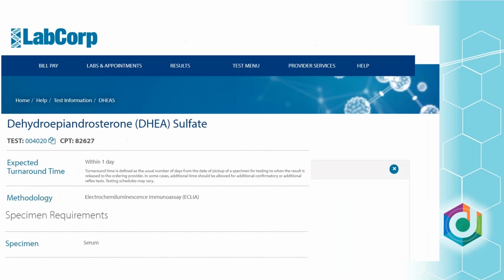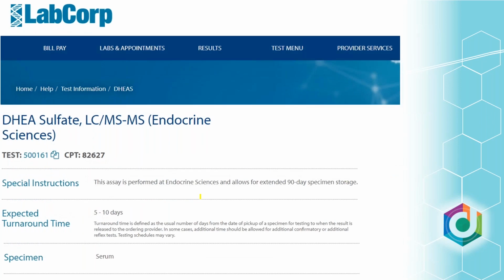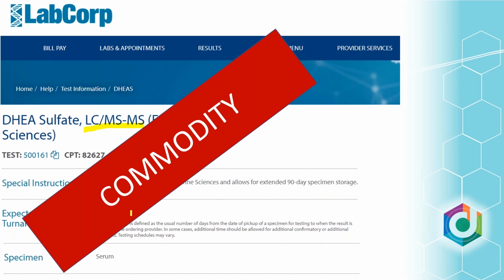If we switch over to LabCorp and we're looking at DHEAS, we see that, hey, within 1 day, which is great turnaround time, we can look at an immunoassay for DHEAS. Now, if we want a more sophisticated test, we can look at DHEAS from the same lab, but now they're using LCMS. Now we're going to pay for that, right? Generally, it's going to cost a little bit more, and you can see the turnaround time is no longer a day, it's 5 to 10 days. But in this particular situation with DHEAS, you should be getting pretty much the same information either way. So I'm going to call this a commodity, right?